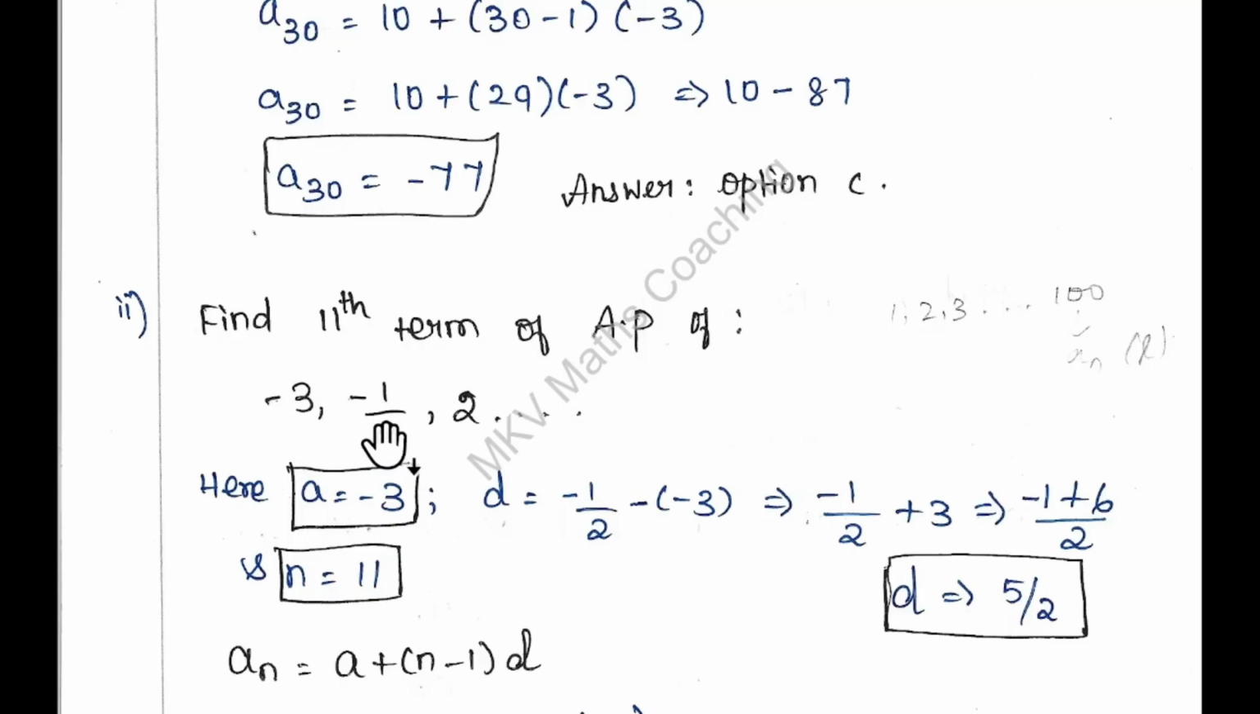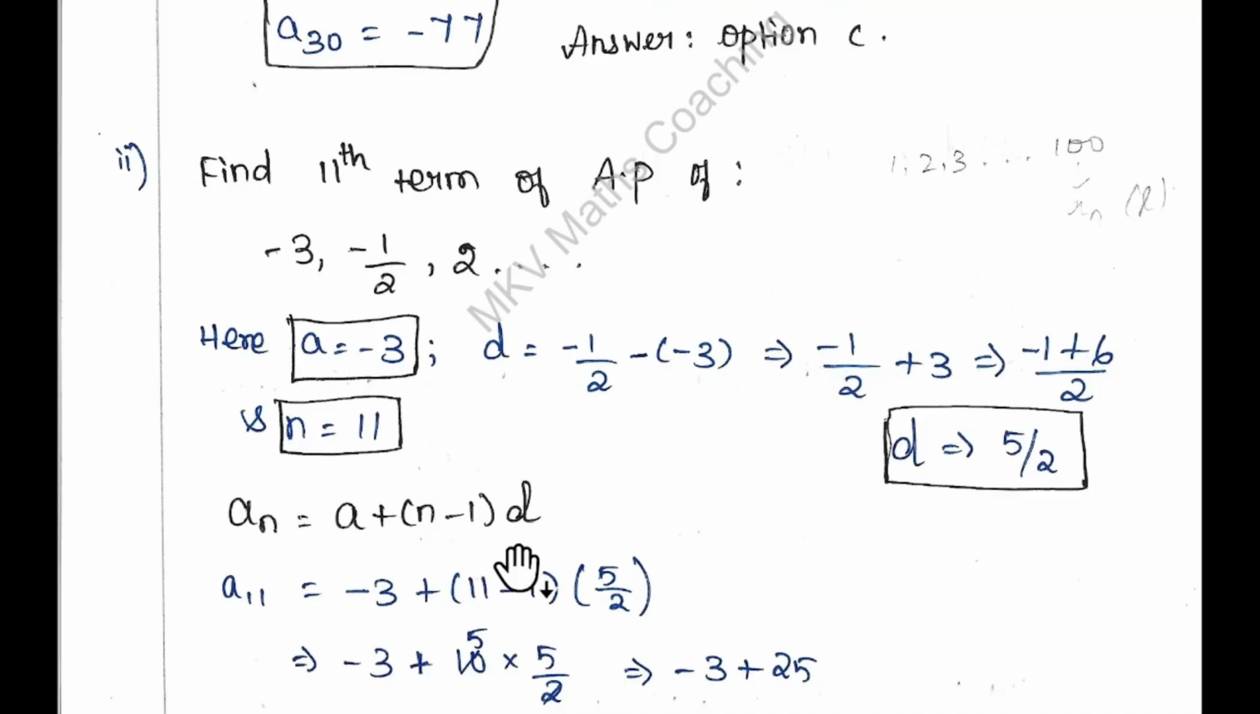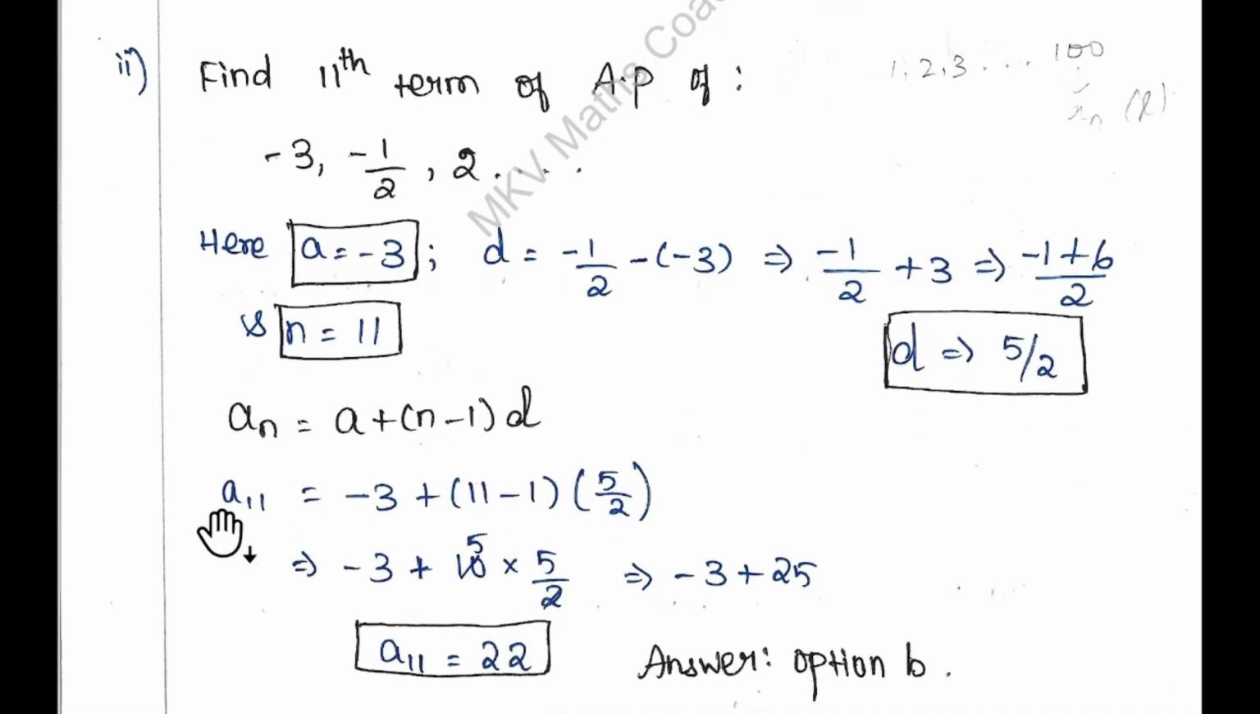Okay. So A is minus 3, D is minus 1 by 2 plus 3 will give you 5 by 2. Okay. So in the AN formula, just substitute A11. 11th term, you're going to find it out. So A is minus 3, N is 11 and D is 5 by 2. Substitute. You can cancel it and you get this A11 as 22, which is option B.